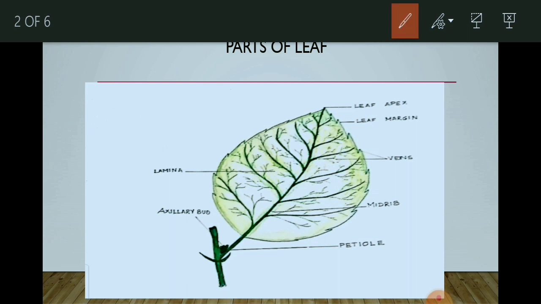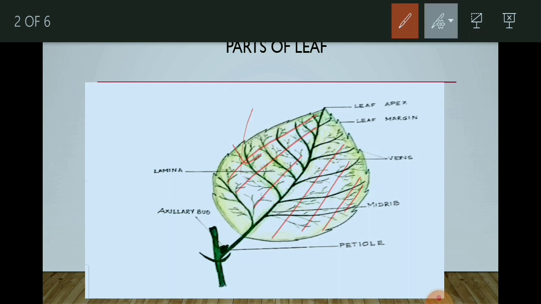Now if you see this portion, this whole green portion, can you see? This green, flat, broad and expanded part of the leaf is called the lamina or the leaf blade. As you can see, it is mostly green in color, and this green color is due to the pigment, which is a very important pigment since it helps in the process of photosynthesis also, and the name of the pigment is chlorophyll.